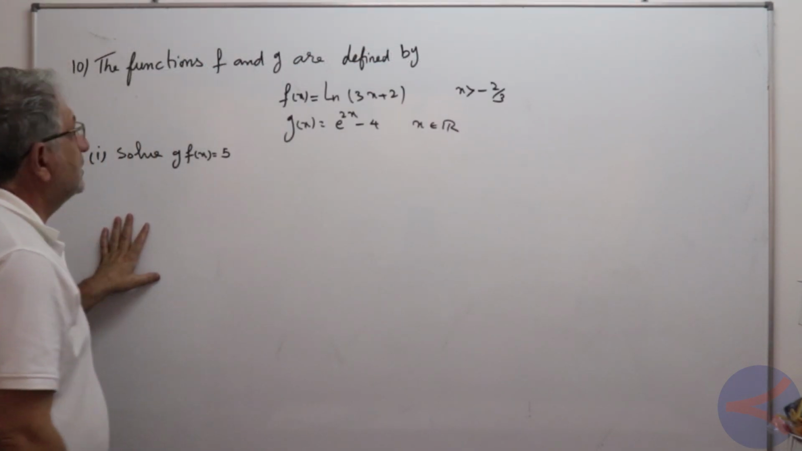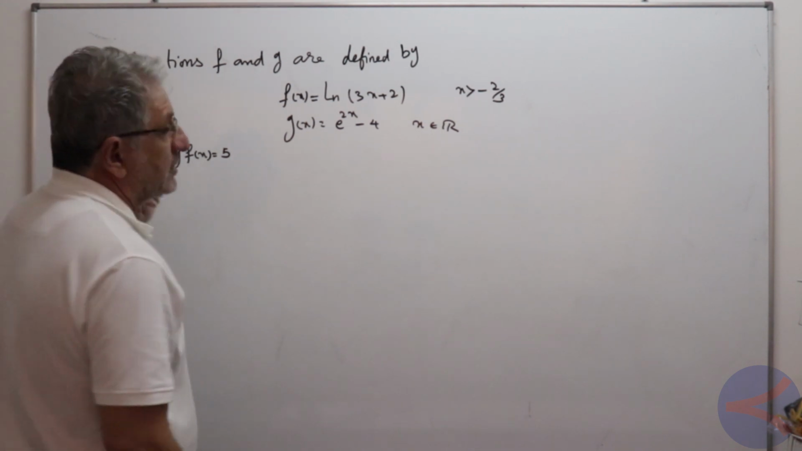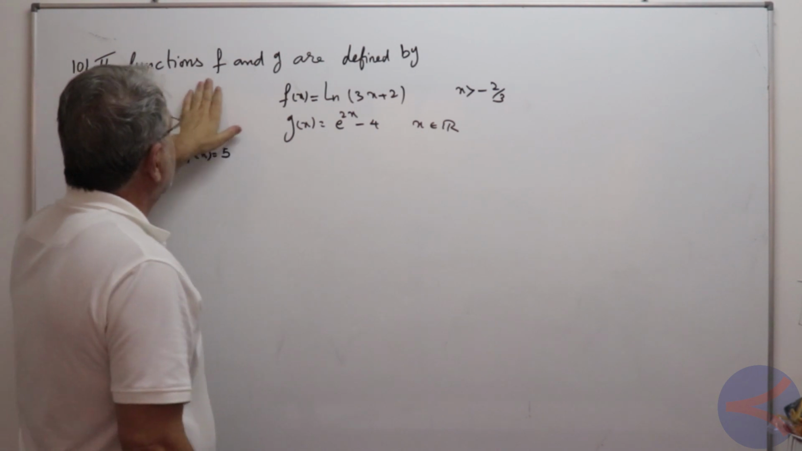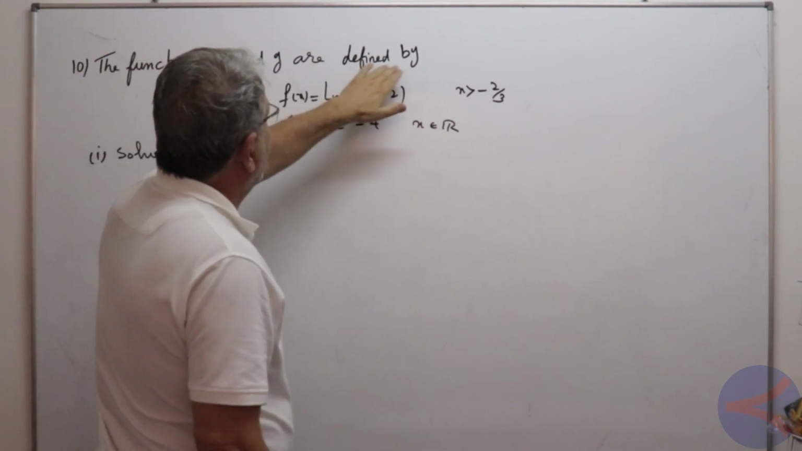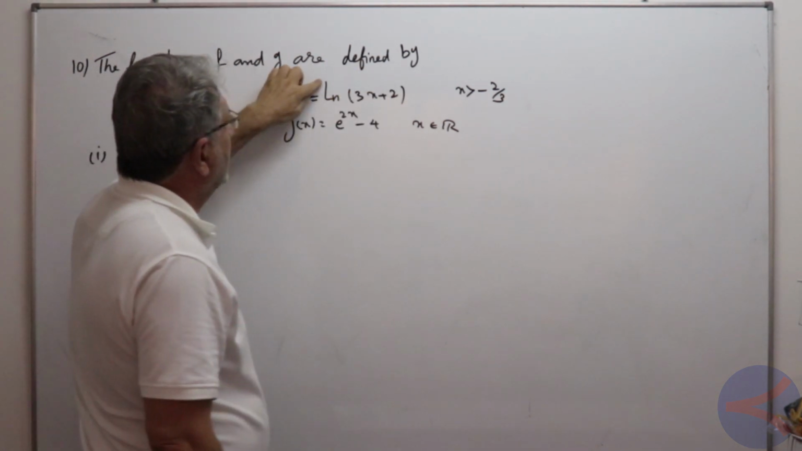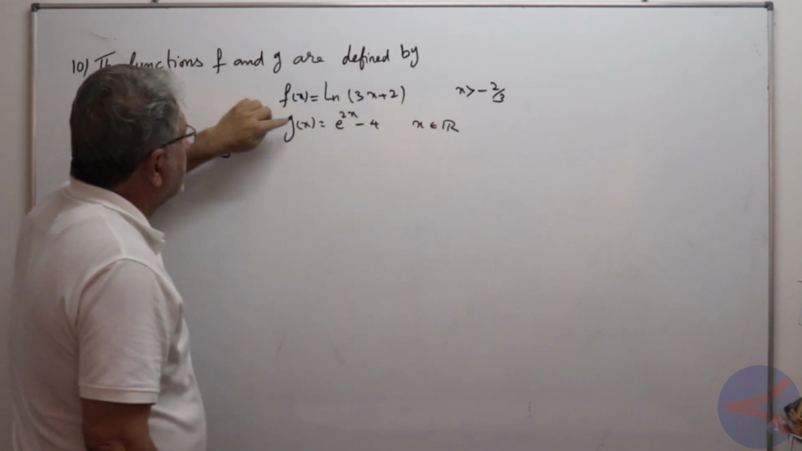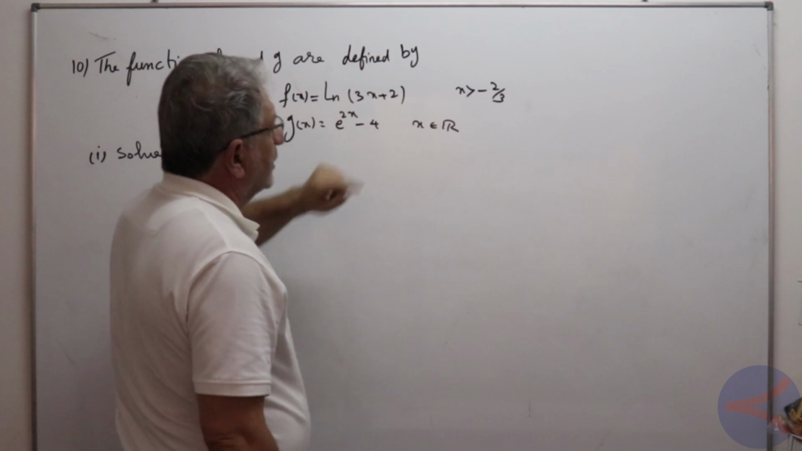Okay, now this question number 10, and this question is on functions. We have got two functions, f and g, defined by f of x equal to ln(3x plus 2), and g of x is equal to e to the power of 2x minus 4.